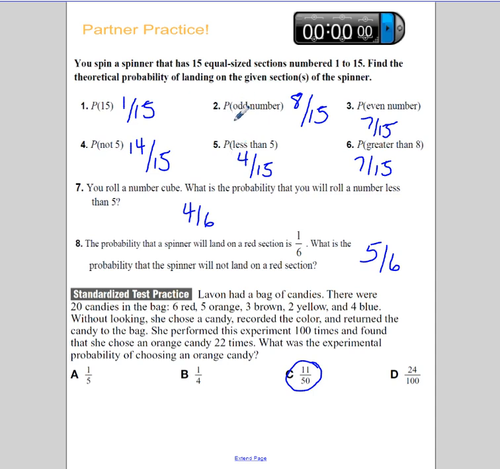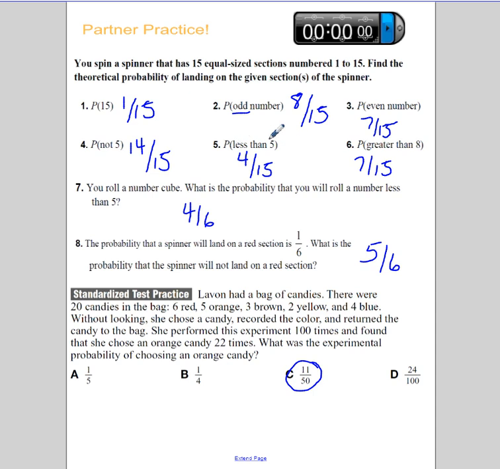The first section, there's 15 equal size sections, numbers 1 through 15. So the probability of an odd number, you need to go through and count how many odds. 1, 3, 5, etc., until you get up to 15. You'll see that there's 8 of those, where there's only 7 evens, right? Not a 5 would be everything else. 1, 2, 3, 4, 6, 7, 8, 9, 10, 11, 12, 13, 14, and 15, right?